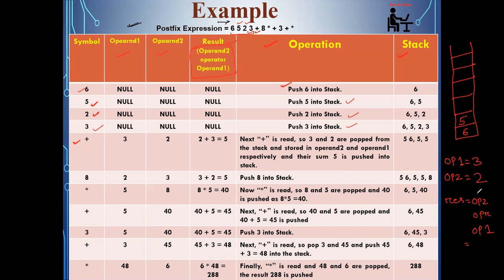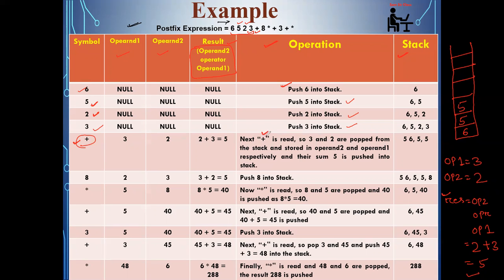Okay, so operand 2 is what? Now 2. What is the operator? This is plus. So 2 plus, what is operand 1? 3. So 2 plus 3 will be 5. And this particular 5 or the result whatever I'm getting, that I have to do push operation on the stack top.